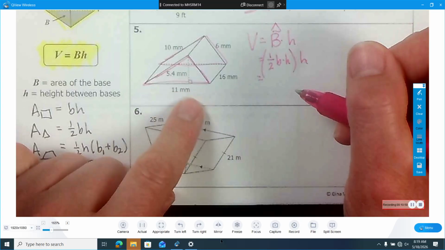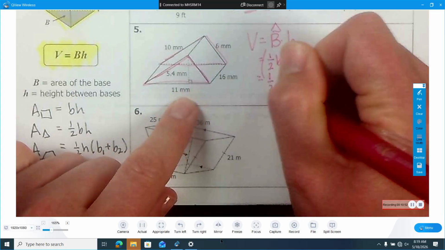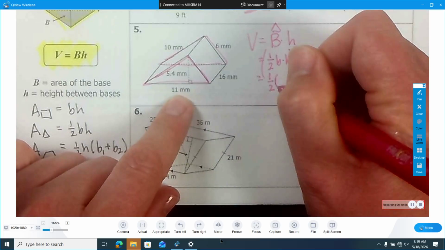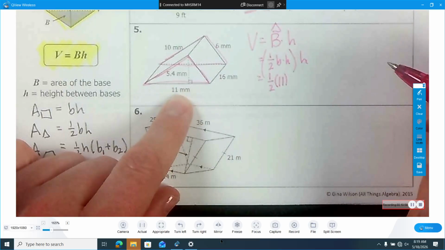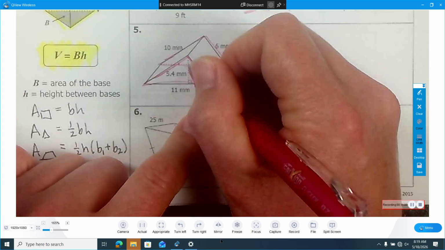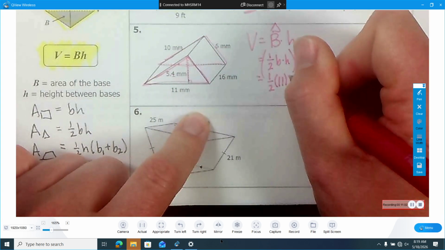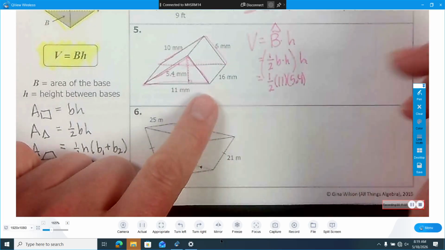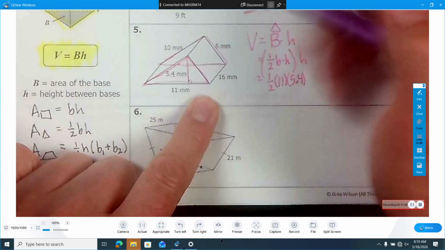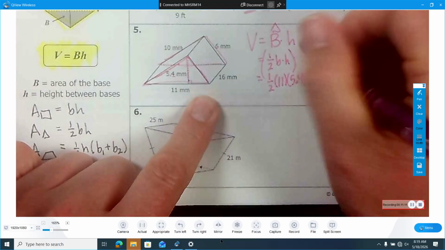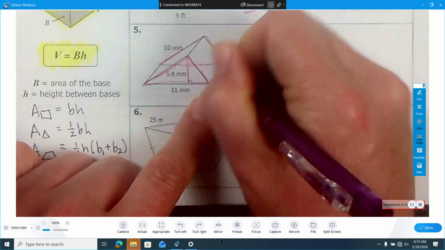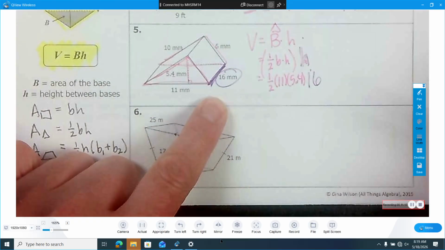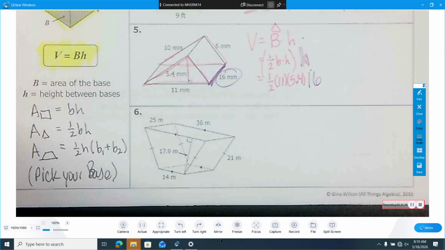So what is, let's see, 1/2, what is your base and your height there? 11. 11 is the base and 5.4 is the height of that triangle. 5.4. And then what is the height between the bases? 16. Yeah, that height between the bases, between your two matching bases, is 16. And that's probably the hardest part.